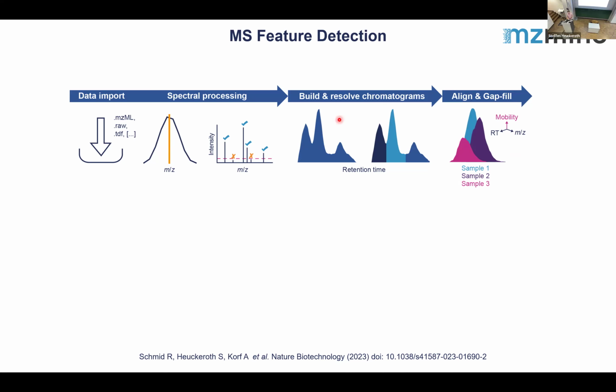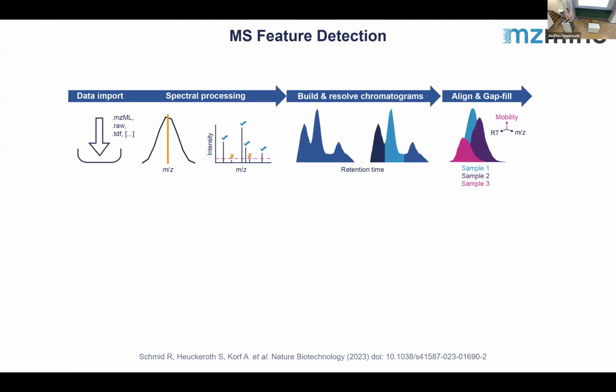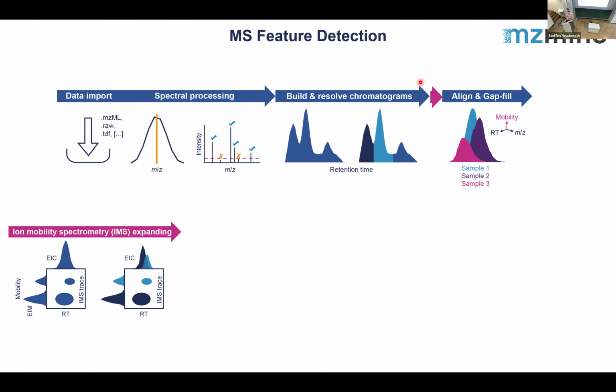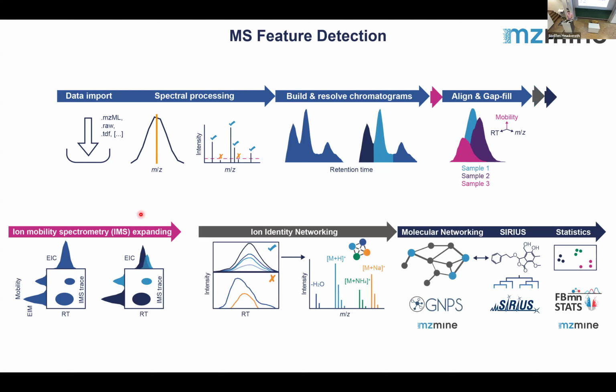And every one of these individual steps in MZmine is what we call a processing step or a module, and you can configure everything. But with MZmine 3, we also added the ion mobility spectrometry, which is an extra processing step or an extra module. And then you can do a lot of downstream processing.